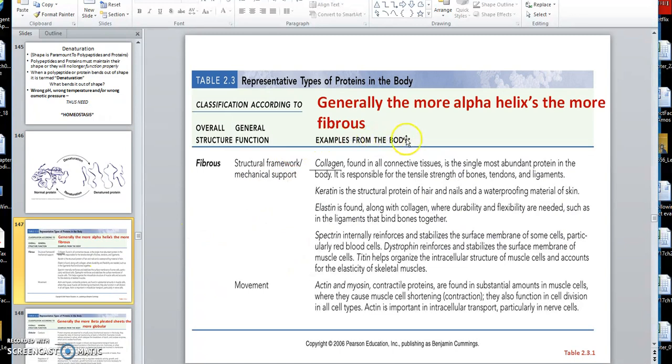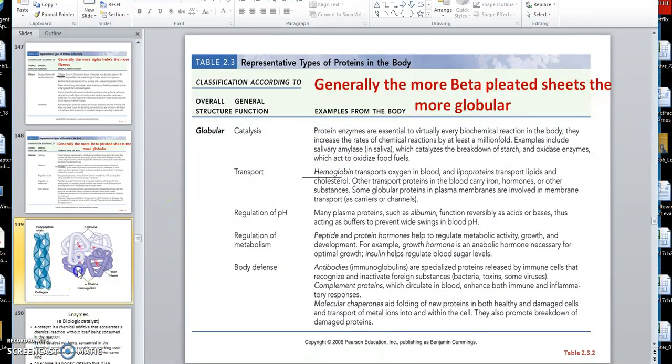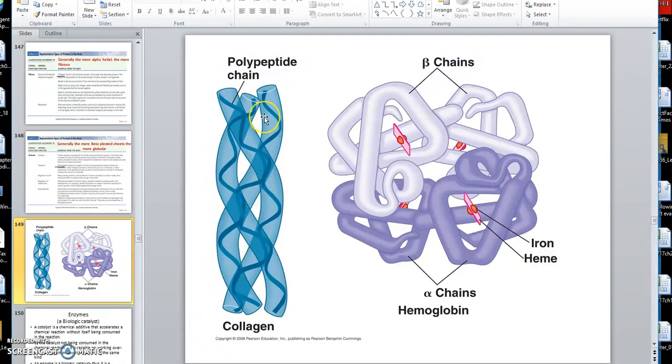Here's some general types of proteins. The fibrous proteins, like a fiber, generally are more alpha helixy. The more globular types are generally more beta pleated sheet. And you can see that when you just think about the structure, beta pleated sheet versus a fibrous type of alpha helix. Okay. So here would be collagen right there. There's collagen. Kind of that type of structuring there. And here's hemoglobin.